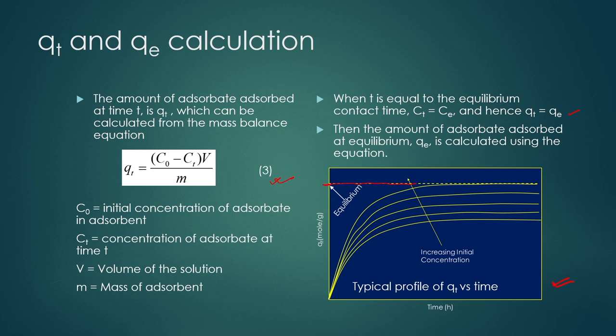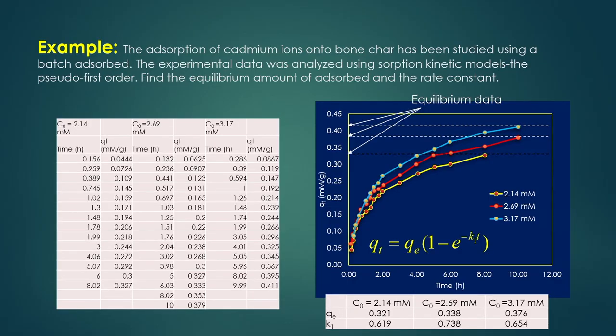You will see that this adsorption amount increases with time, as well as with increasing initial concentration. Let us have an example to calculate the Qe value and also the K1 value, that means the equilibrium amount adsorbed and also the rate of adsorption.